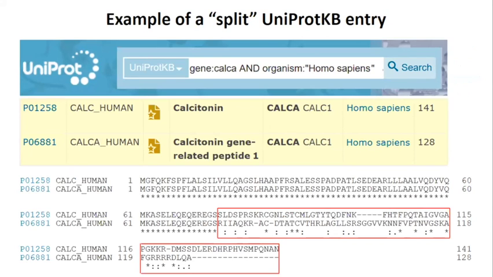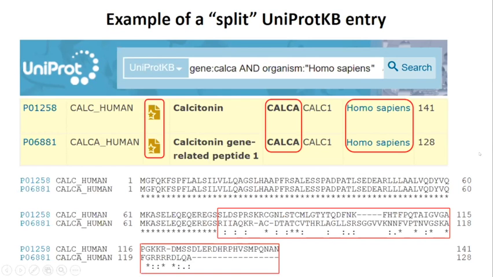So first up is an example of what I call a split entry in UniProt. This is my own terminology. You can tell they're split because they are encoded by the same gene in the same organism, and since both are reviewed, their separateness must be intentional. So the lower panel here indicates why these were kept separate. You'll note the sequences of each isoform are quite diverged at the C-terminus, which is highlighted in red.